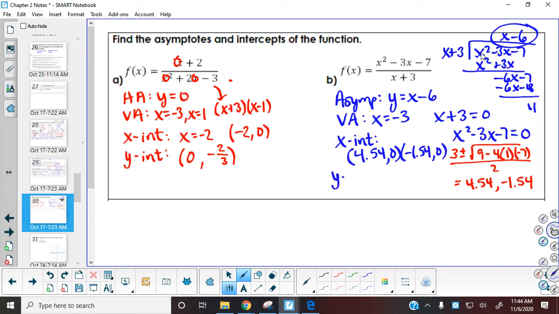The only other one that you need to find is your y-intercept. Again, you're plugging in 0 for x, which will wipe out, that will wipe out, that will wipe out. So you're left with negative 7/3 for your y-intercept.